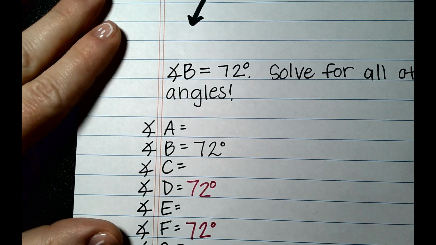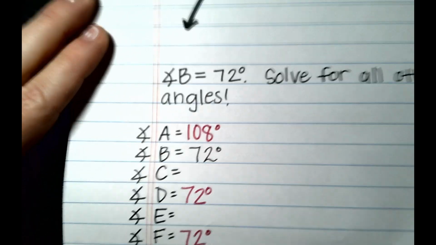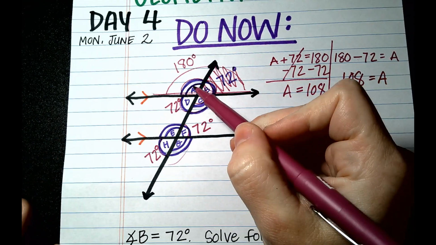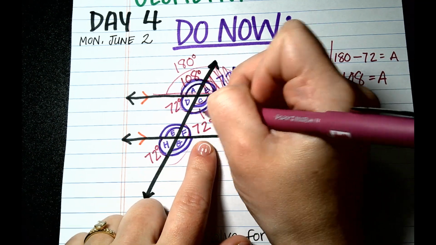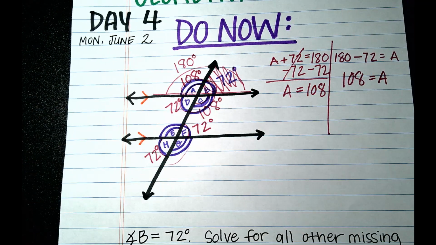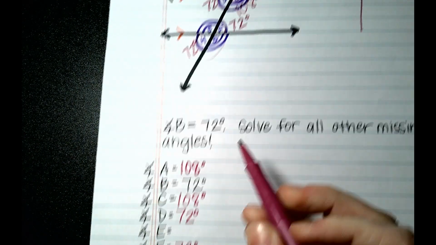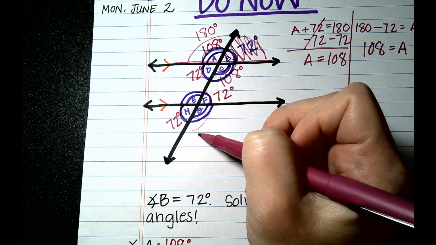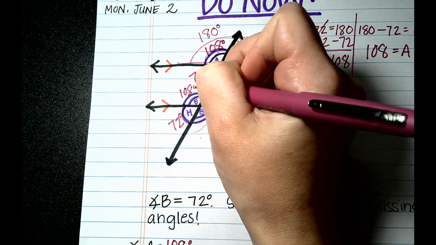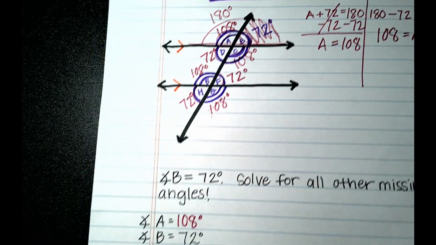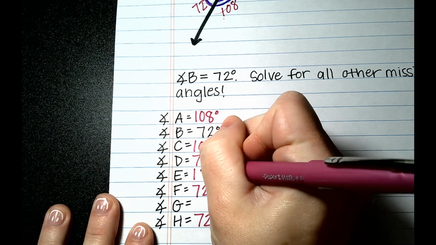Okay, so if angle A is 108 degrees, what else do we know? C is also 108. Those are right across from each other. I'm going to fill that in. E and G too. Also, C and G are corresponding, and A and E are corresponding. You guys starting to see the pattern that happens here? They all just mirror each other, and we get this nice pattern.